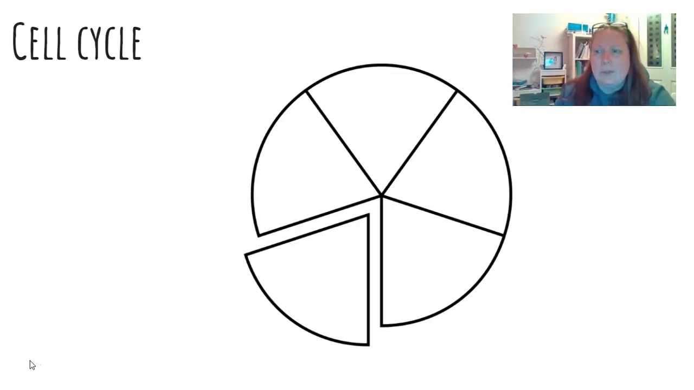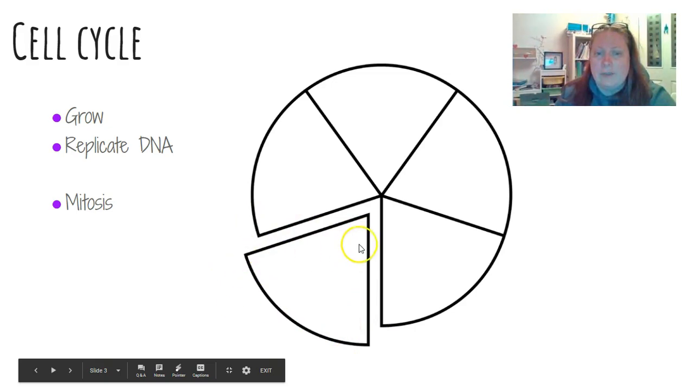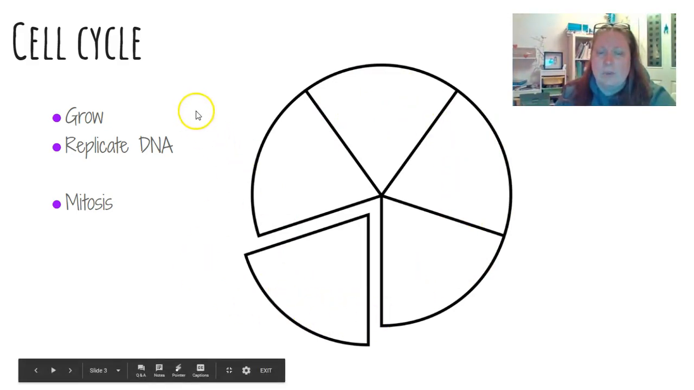The cell cycle makes new cells for growth, development, and repair. Body cells in a multicellular organism divide to produce new cells as part of a series of stages called the cell cycle. The stage of the cell cycle when the cell divides is called mitosis. Mitosis occurs in this very small section of the cell cycle. The rest of this cycle, the cells are growing and replicating their DNA. Mitosis is a very small section.